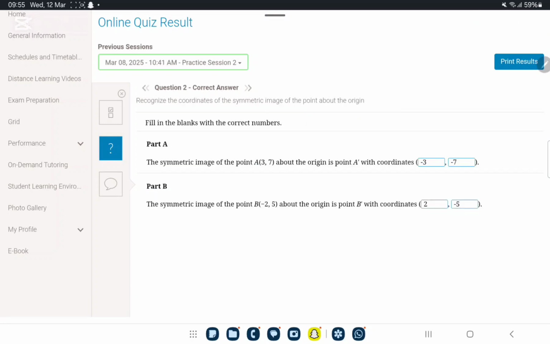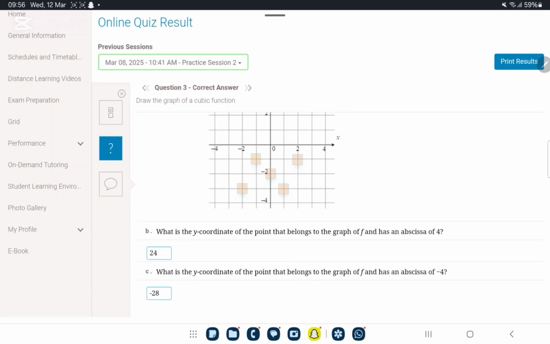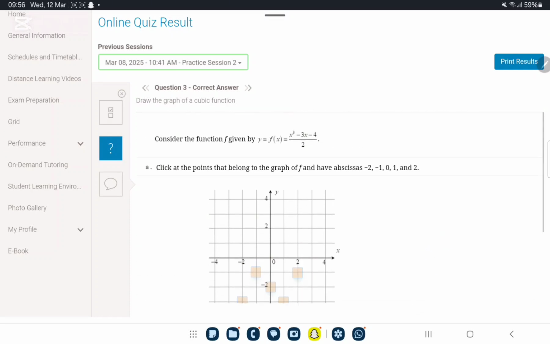Here they're asking about the symmetric image. Whenever they tell you it's symmetric about the origin, you just change the sign. So 3 becomes minus 3 and 7 becomes minus 7. Here, same thing about the origin, minus 2 becomes 2 and 5 becomes minus 5. Here you can either do this by yourself or with your calculator. I'll show you how it's done.